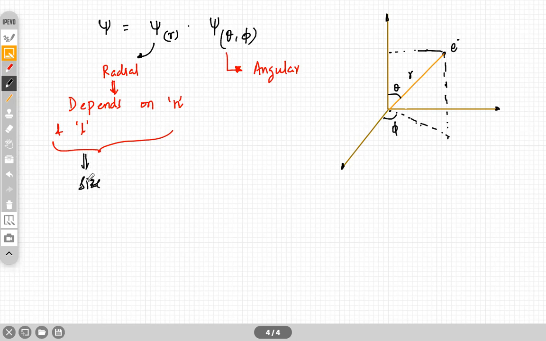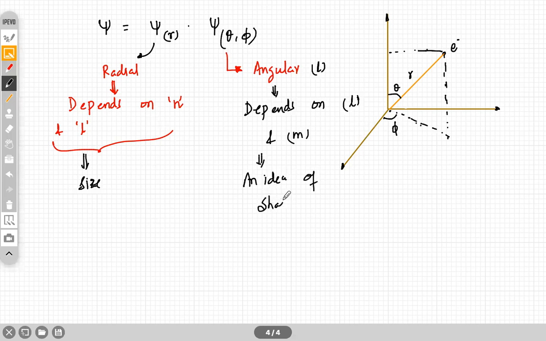Size, we have an idea of size from this. The angular part is the angular part of the wave function, right? And it is represented by L, I'll write down here L, that is the azimuthal quantum number. It depends upon the two values, L and the magnetic quantum number M, right? And it gives us an idea of the shape of the orbital. Idea of shape.